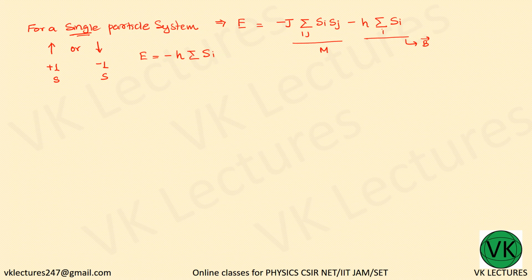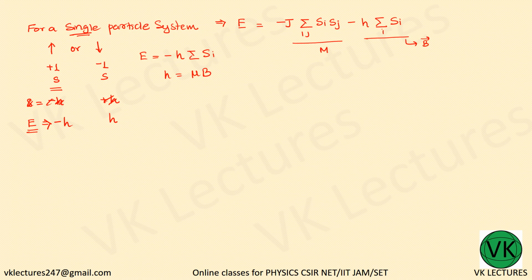Now what is the value of H? H is equal to mu times B. Considering this spin, which is plus 1 or minus 1, here it is minus H and here it is plus H. For the total energy, when S is equal to plus 1, the total energy E is minus H into plus 1, because there is only a single particle Si, that is minus H. For S equal to minus 1, we have minus H into minus 1, that is plus H. So this is the energy for these two states.